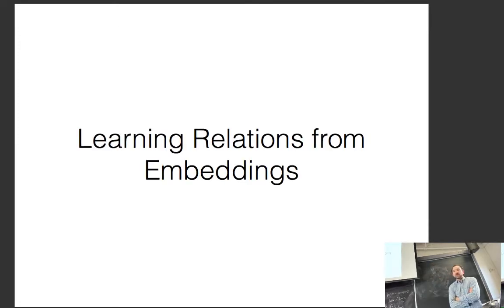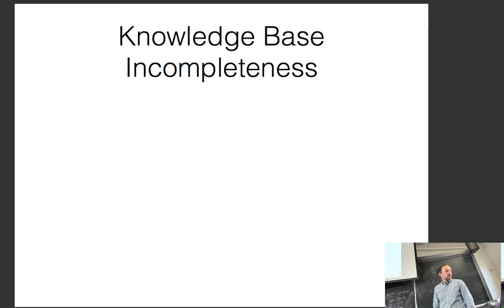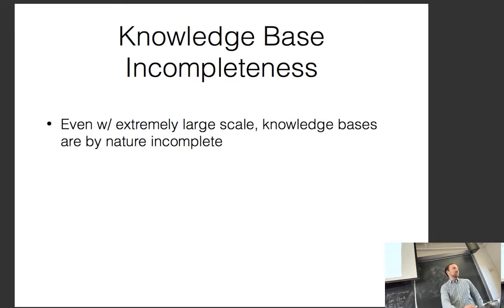So, the next thing I'm going to talk about is relation extraction. This was the topic of the reading, but I'm going to talk about it from the neural perspective. One of the problems about knowledge bases is that they are always incomplete. Even the very, very big ones are incomplete, and it's basically impossible to get them to be complete.